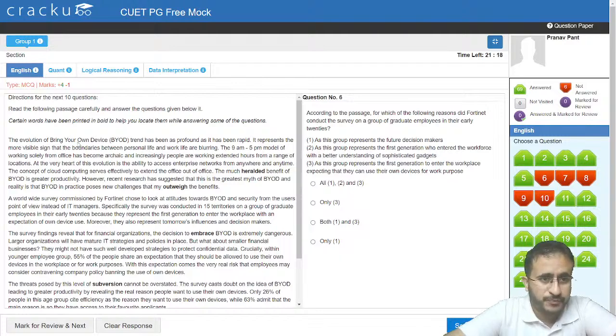The evolution of bring your own device trend has been profound as it has been rapid. It represents the more visible sign that the boundaries between personal life and work life are blurring. Okay, so bring your own device, right? So basically you need to take your own laptop to the company. So the 9 to 5 model of working solely from office has become archaic, and increasingly people are working extended hours from a range of locations.